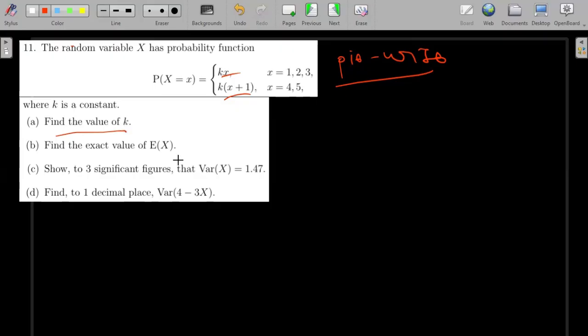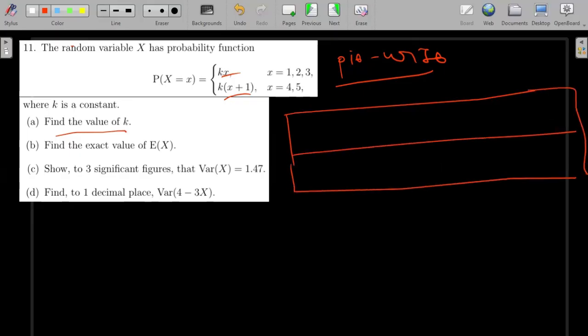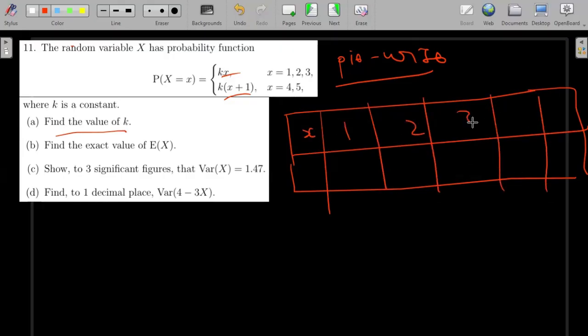To 1. We can even draw a distribution table here just to make it easier for us to visualize. Here I'm going to have the value of x. x can be 1, 2, 3, 4, or 5, and then this will be the probability P(x). If x is 1, we're using this, so I'll substitute 1 where there's the x. What am I going to get? I'm going to get k. If x is 2, I'm going to get 2k. If x is 3, I'm going to get 3k.